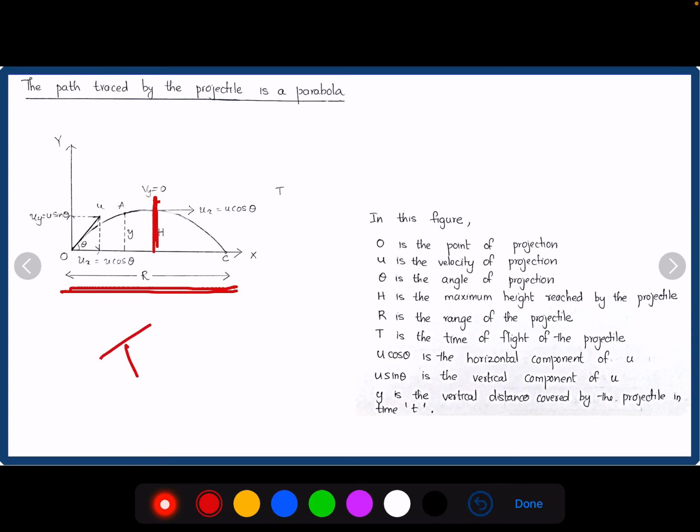That means the time taken for the projectile. Three more derivations we will do. First, let us prove the path traced by the projectile is a parabola.